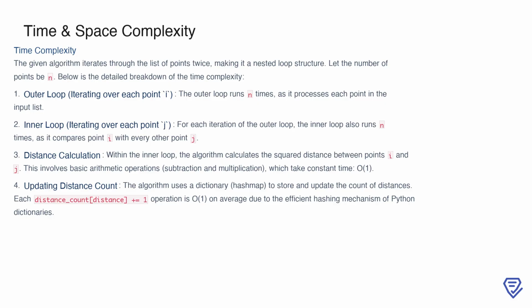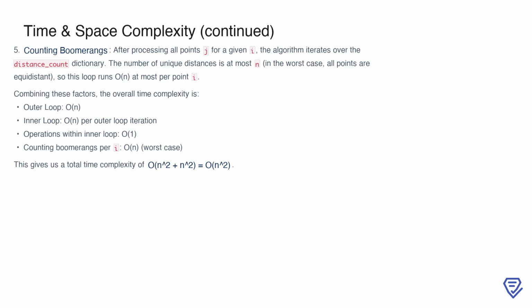Additionally, the algorithm updates a hash map to store the frequency of distances. These updates, like adding or incrementing an entry in the hash map, also take O(1) time on average. Together, these steps contribute to the overall efficiency of the algorithm and lay the foundation for a deeper analysis of its time complexity. After processing all points in the inner loop for a specific point, the algorithm performs an additional step to count the number of boomerangs.